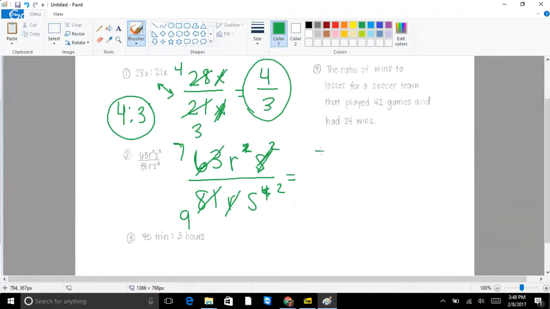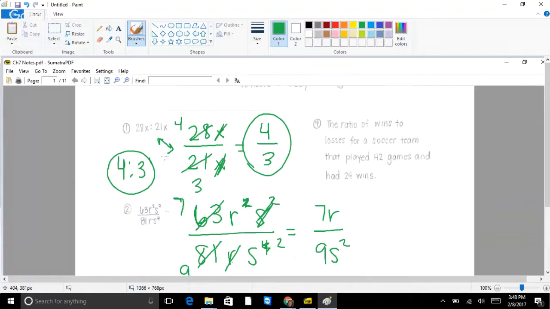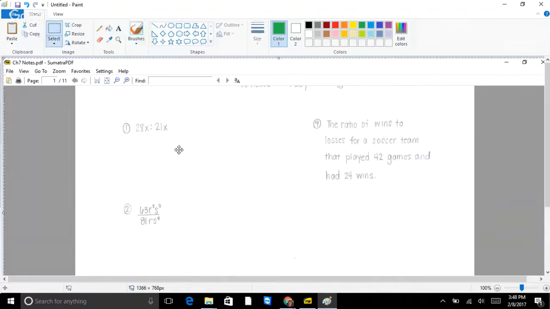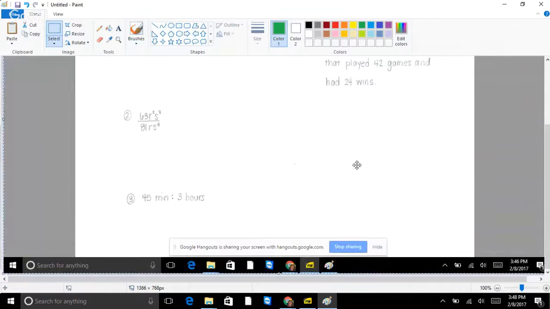So our ratio will be 7r to 9s squared. It's really just practice of what you did before, but now instead of just calling it reducing fractions, we're calling it simplifying ratios. Okay, so then there's two more examples that are slightly trickier, but I still think that you guys can get them. And this is actually really useful for physics. So when you guys get to physics or chemistry one day, you'll be doing this kind of thing.